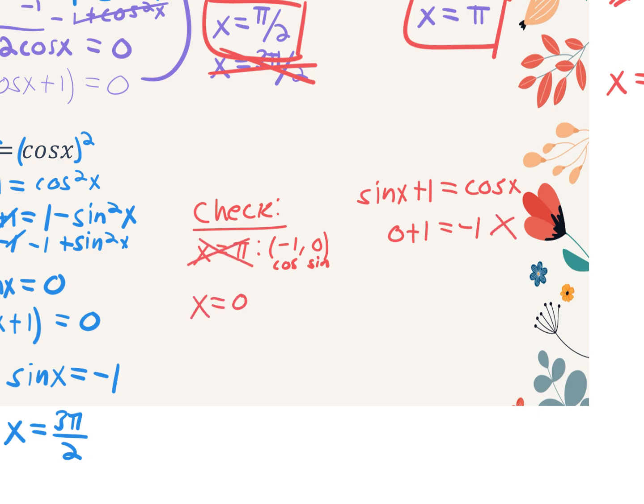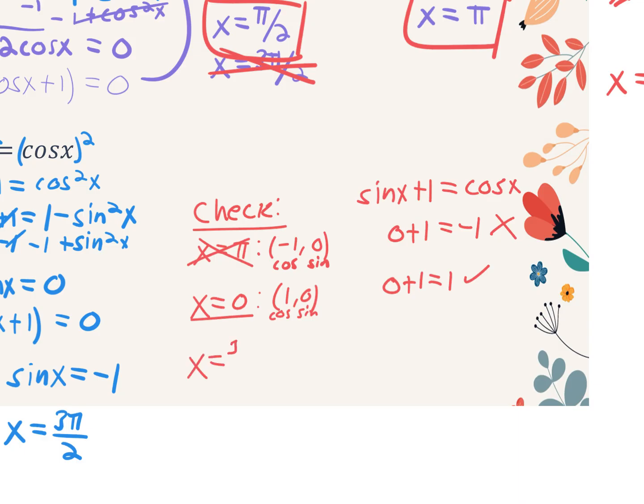Let's try the exact same thing with 0. What's the ordered pair that we see at 0? Nice, 1 comma 0. And then 1 is the cosine, 0 is the sine. So then we're going to have 0 plus 1 equals 1. Is that true? Yes, it is, right? So 0 is a solution.